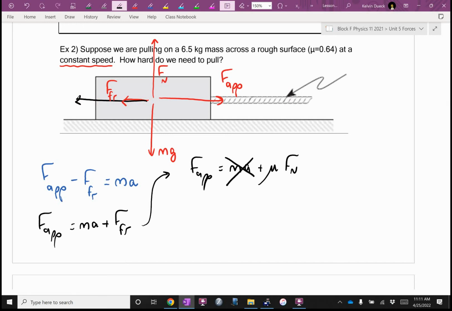Okay. Do I know mu? What's mu? Okay, I know that. Problem. I don't know the normal force. Oh, but look. I know a force exactly the same size as the normal force. Which force is exactly the same size as the normal force? So I can say, how big is F applied? It's going to be the same as mu mg in this case.